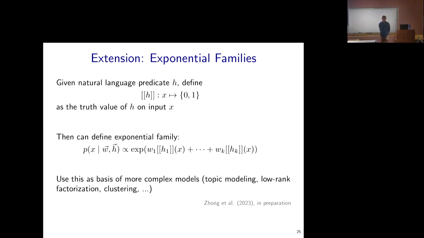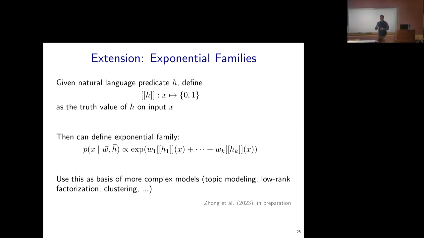So we can extend this beyond binary classification. The general insight is that, given any natural language predicate h, it basically induces a feature function. My claim is that a natural language string is actually a feature. What I mean by that is we could define a denotation, which is a function from strings to 0, 1, which is just the truth value of this predicate on that string, right?